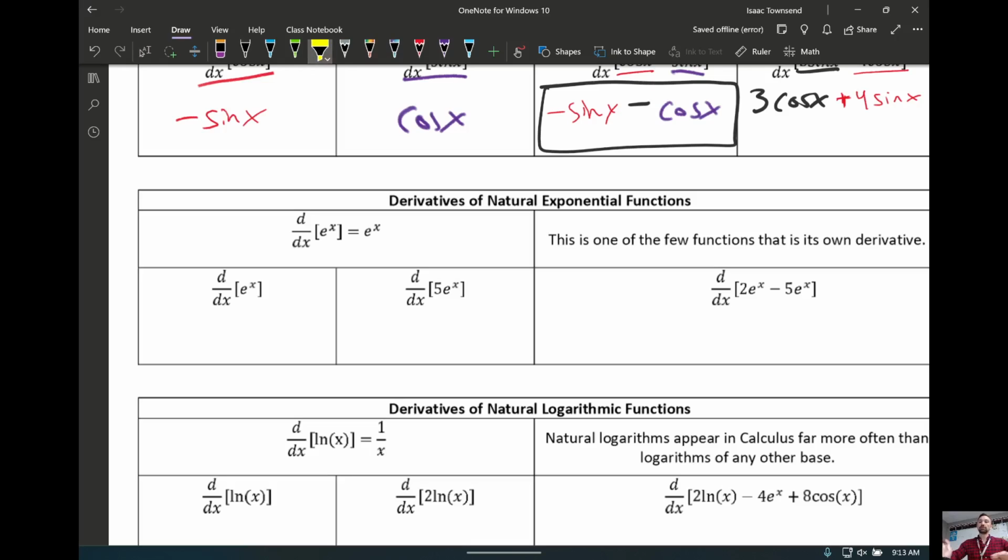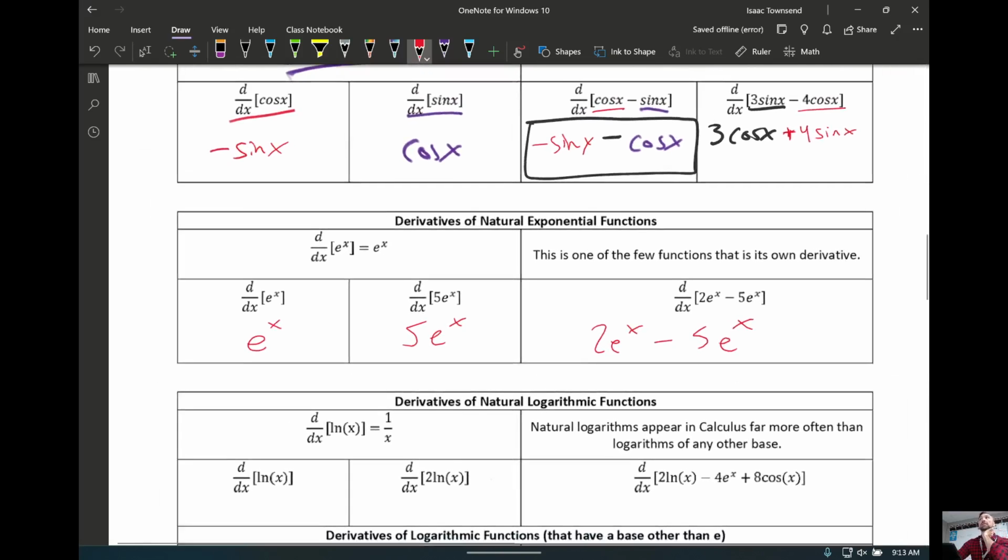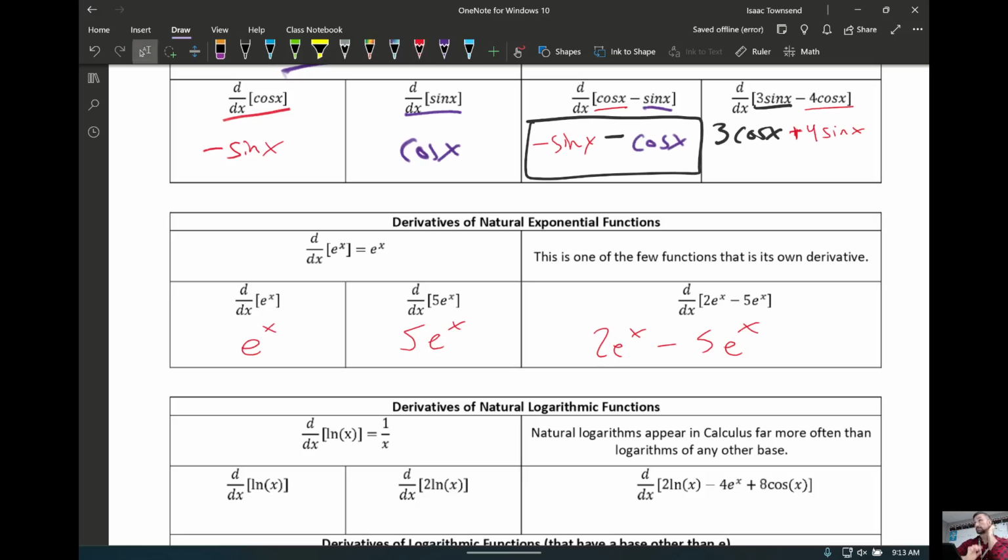Okay, the easiest one is the derivative of e to the x. It is one of very, very few functions that is its own derivative. E to the x grows at the rate of e to the x. So you're going to see this lots and lots. Derivative of e to the x is e to the x. If you want it to be 5 times bigger, it's going to be 5 times bigger than e to the x. If you have multiple terms, just do them separately. There's a minus sign in the middle, so slap a minus sign in the middle. There's not much there. Derivative of e to the x is e to the x.